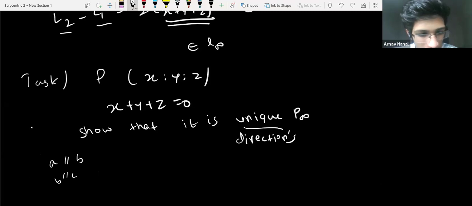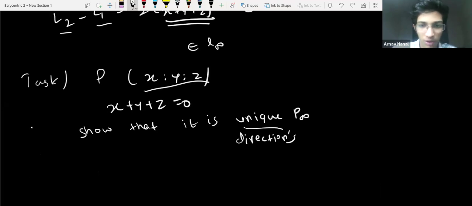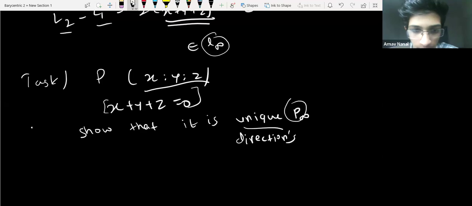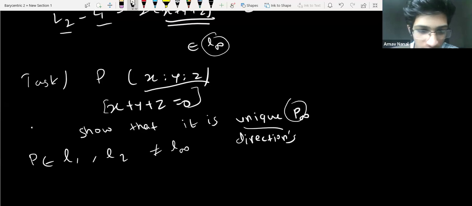Wait, I think that is not actually what I mean. What I mean to say is, you have this point P. For right now, just forget anything about the line at infinity, and just say that it satisfies this thing. So if you want to show that P belongs to L1 and P belongs to L2, where L1 and L2 are not equal to the line at infinity, like they have a good equation, then you want to show L1 is parallel to L2. That's the thing.